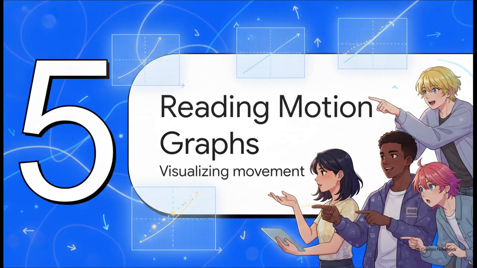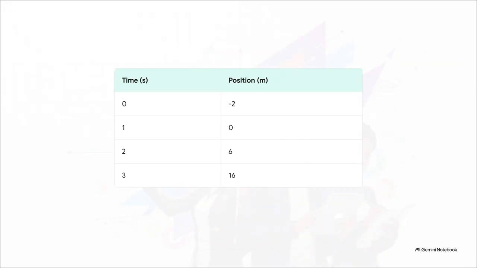Section 5. Reading motion graphs. Visualizing the data of movement. Let's put some numbers to this and translate the math into a visual story. We'll track a particle's position along an x-axis over 3 seconds. At 0 seconds, it's at -2 meters. At 1 second, it's at 0. At 2 seconds, it's at 6. And at 3 seconds, it's out at 16.